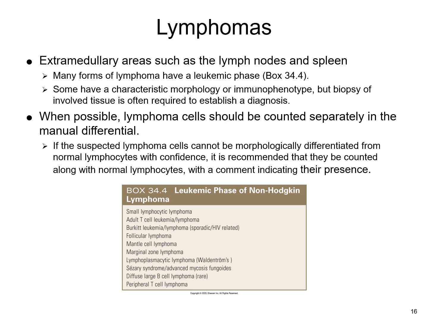So now let's move on to the lymphomas. Even though they are centered in the extramedullary areas, or outside the bone marrow, such as your lymph nodes and spleen, many forms of lymphoma actually have a leukemic type phase. Those are listed here, and they're not classified as Hodgkin's lymphoma, but rather are considered non-Hodgkin lymphomas. Some of them do have a characteristic morphology or immunophenotype, but biopsy of the involved tissue is required in order to make a diagnosis.